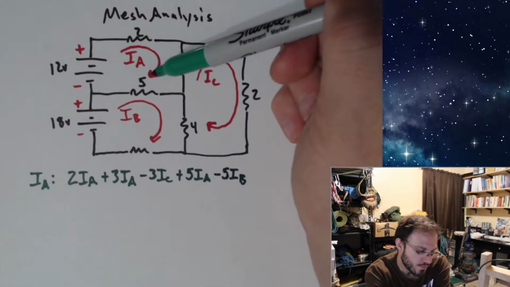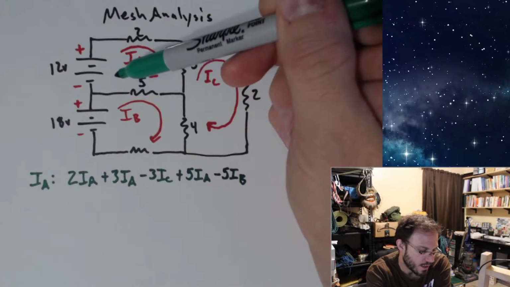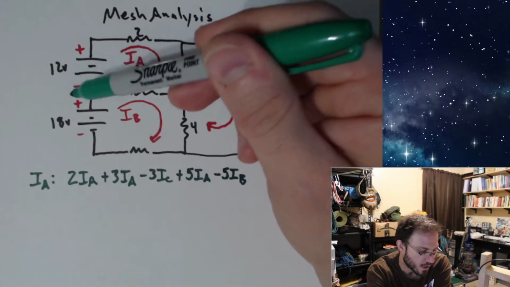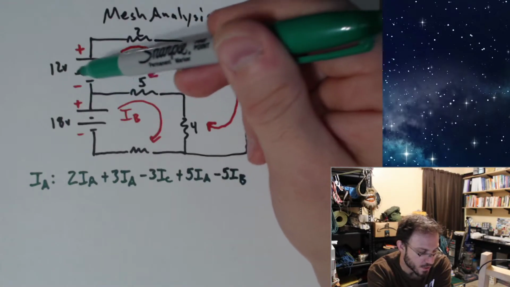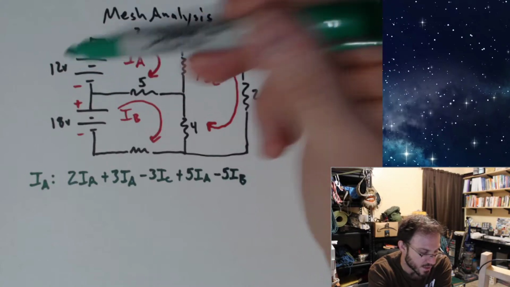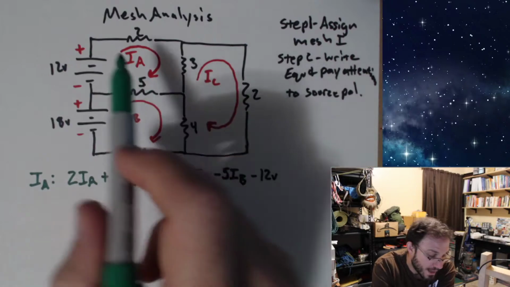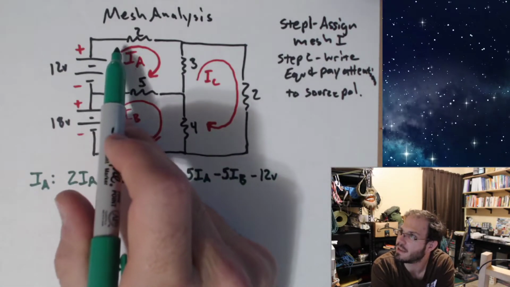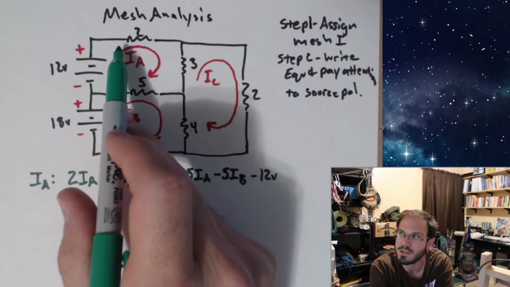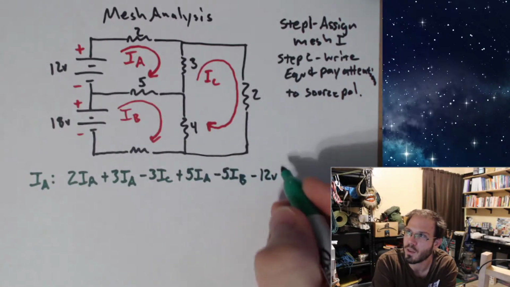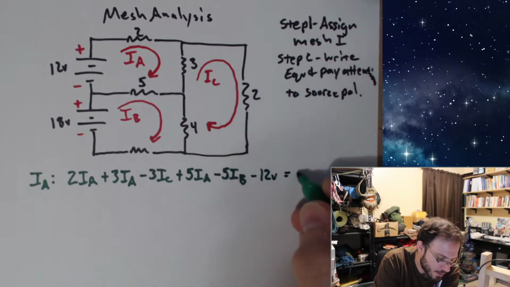And as we continue following the path of this mesh current, the polarity that we hit of our 12 volt source is a minus. So I will take that to be minus 12 volts. We're back at where we started, and KVL says the sum of all voltage drops in any closed loop is equal to 0. Therefore, this whole thing is equal to 0.